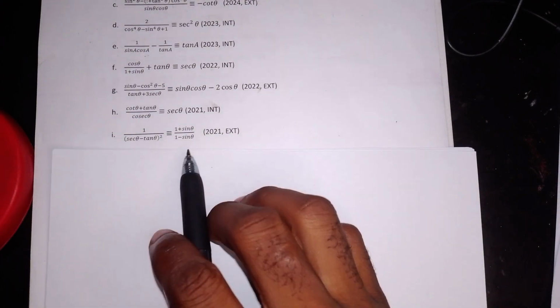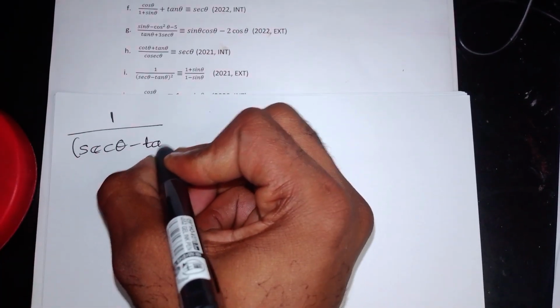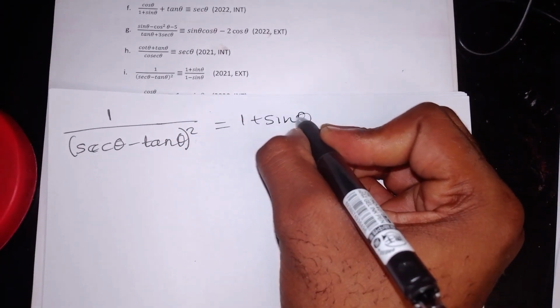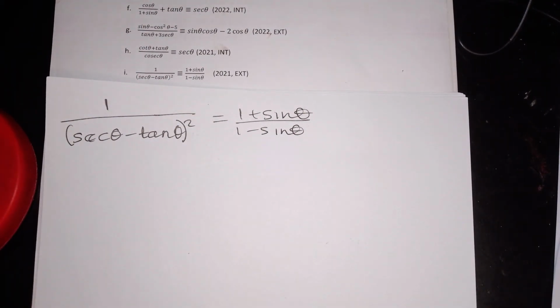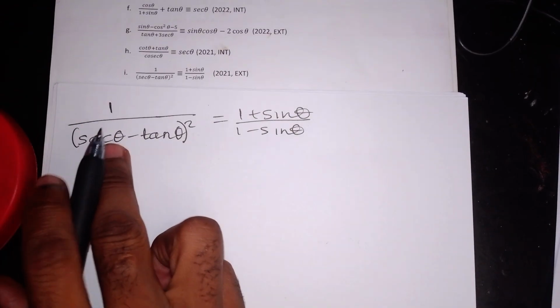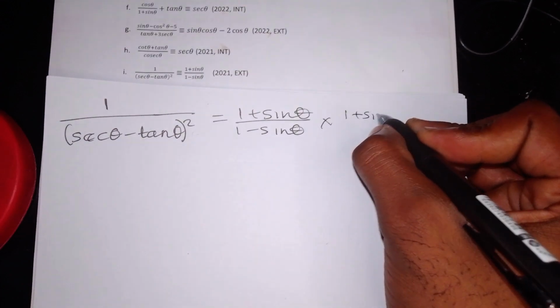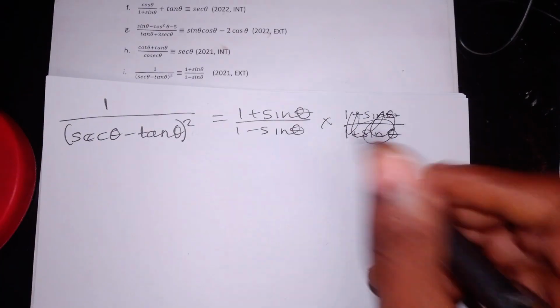And then the next one, this is 2021 external. This was GCE. 1 over sec theta minus tan theta squared is equal to 1 plus sine theta over 1 minus sine theta. So to prove this identity, I think it's easier to use this because there is nothing much you can do with this other than multiplying by this, something known as rationalization, but I'm not going there.